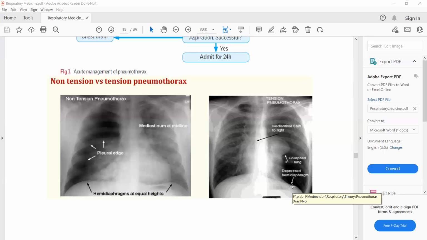Right. It puts pressure on the diaphragm. That's why the hemidiaphragm or diaphragm will be depressed on the affected side due to high pressure. Thank you.